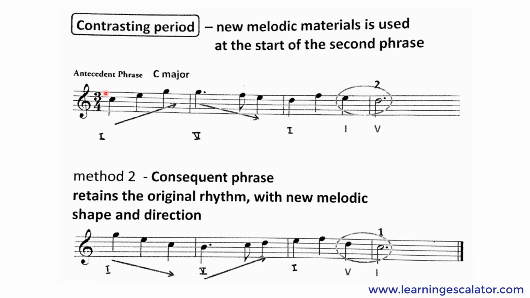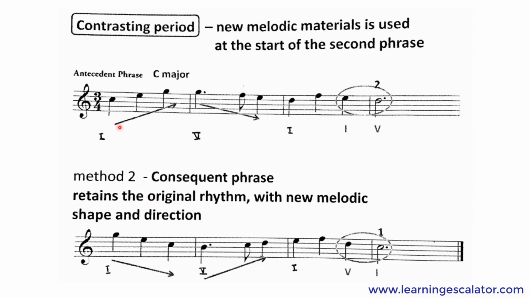So this is method 2, but the first phrase is still the same as the first phrase in the previous slide. It sounds like this. Which ends on an unstable scale degree. Then for the consequent phrase, method 2, it retains the original rhythm. So the rhythm's still the same, and it has new melodic shape and direction.